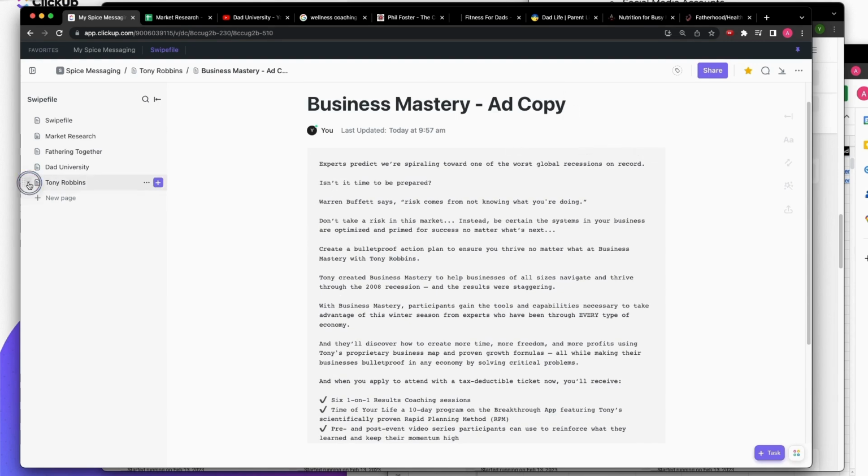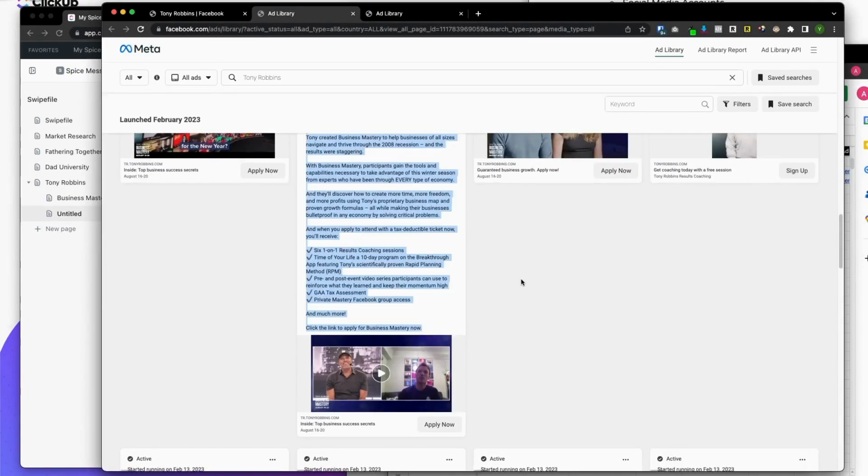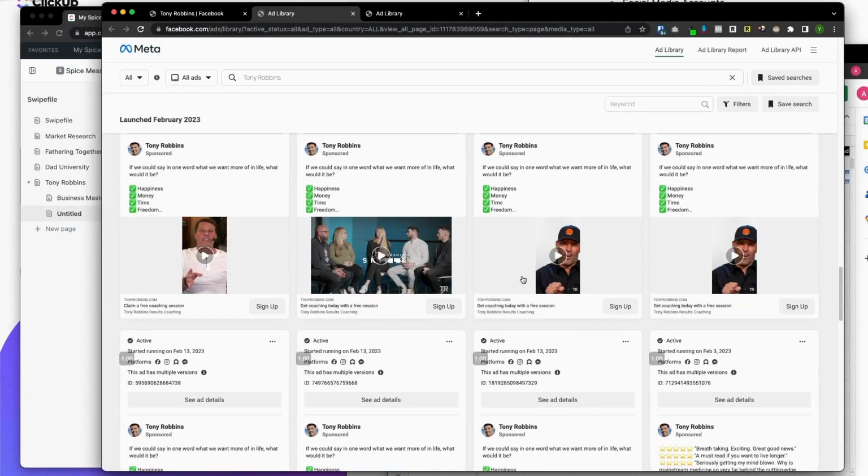But again, it's under the sub page of Tony. So I can go ahead and have all of that in there, right? And I can have an unlimited number of sub pages underneath Tony's main page on there. So that's how you can start to organize what's going on here.